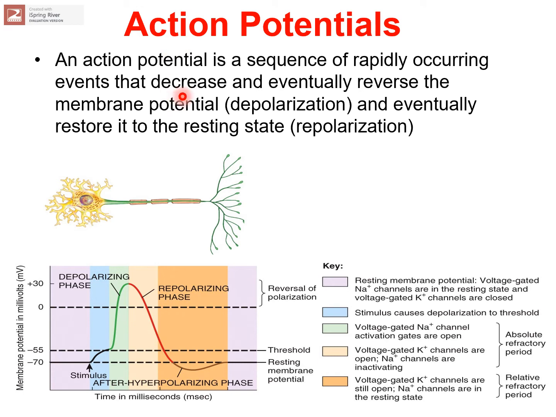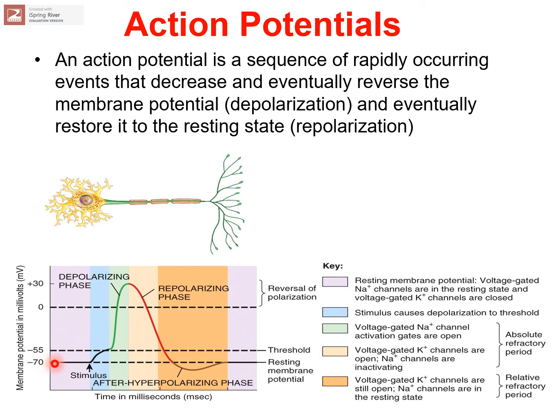Okay, so this is a picture of the action potential that we studied previously. An action potential is a sequence of rapidly occurring events that decrease and eventually reverse the membrane potential. The reversing of membrane potential towards a positive charge is called depolarization, and eventual restoration to the resting state occurs as a result of repolarization. Okay, so you see the cell starts at minus 70 mV, that is the resting stage.